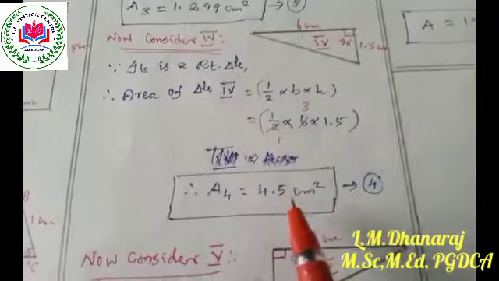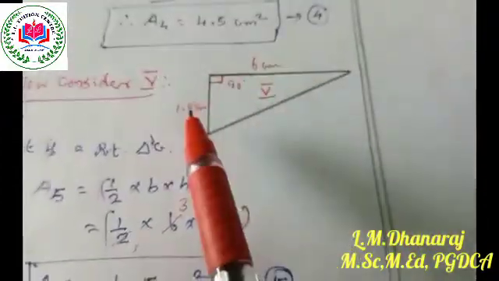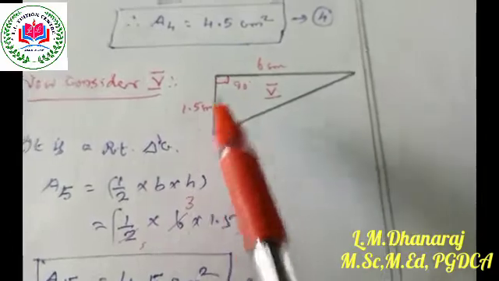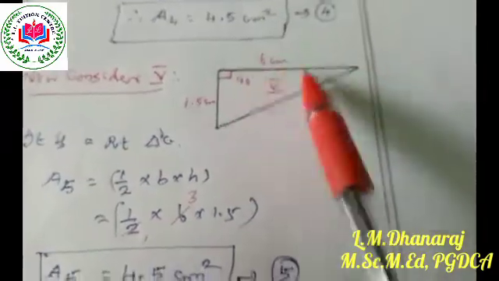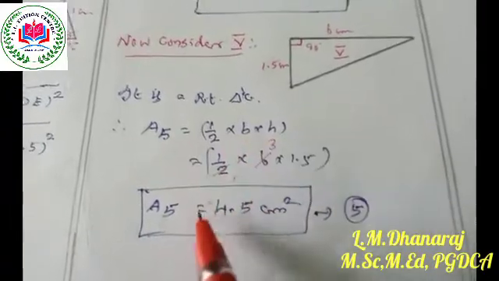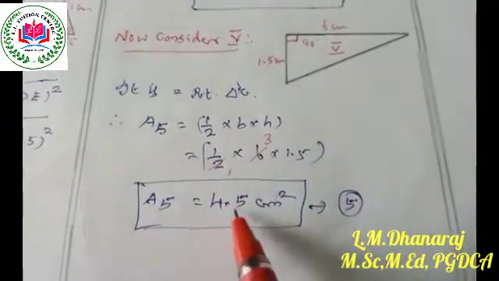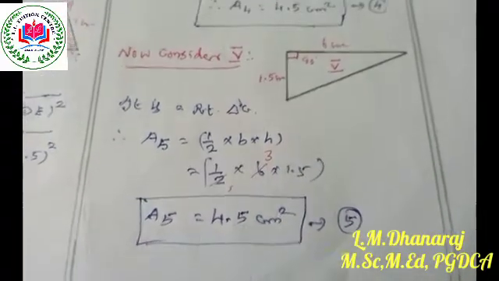This is area 4. And now let us find out area 5. Area 5 is also the same, that is 6 centimeter and 1.5, and this makes a 90 degree, which means base into height. So area of triangle is half into base into height. So 1 by 2 into 6 into 1.5, that is area 5 is 4.5 centimeter square.